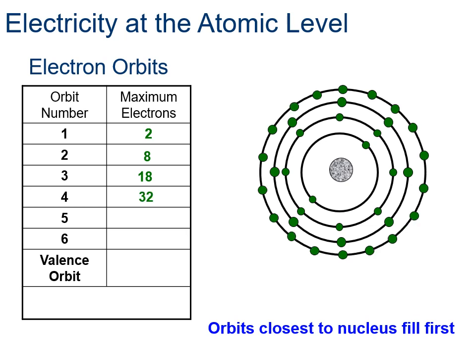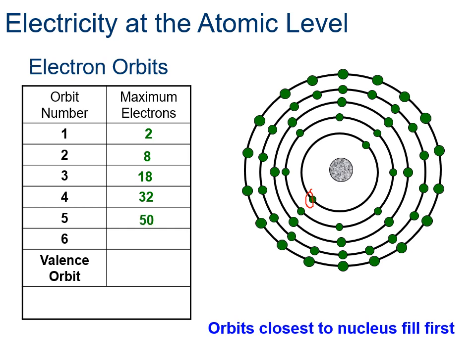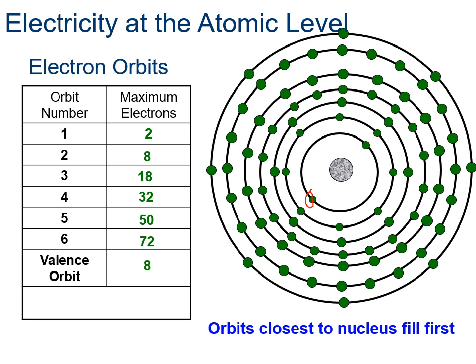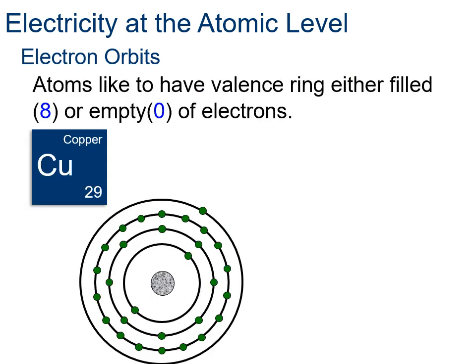In this particular model of an atom, these are the inside orbits, and then these are the outside orbits. As you go farther and farther out, these outside orbits can fit more and more electrons. The orbits closest to the nucleus are the ones that fill up first, and the ones on the outside are the ones that are freer; they're easier to release, in some cases, from the atom. Atoms like to have these valence electron rings full. For example, there's only one here, or empty. So they like to have them full.